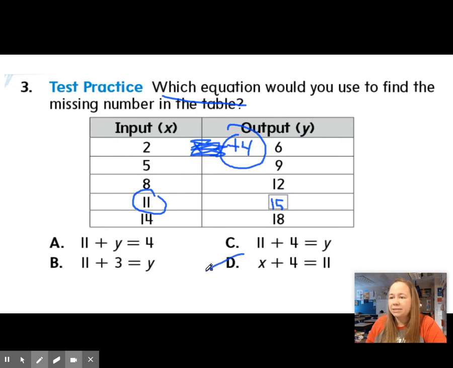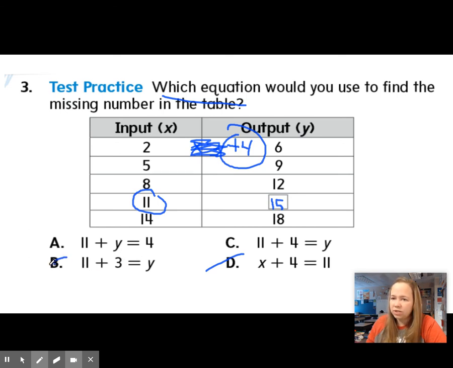So this one has to be wrong because they're giving me x, and 11 is over here. They're putting the 11 in the y place, right? 11 is not the y, 11 is the x, so that one's wrong. 11 plus 4 equals y. Ooh, that one looks good.